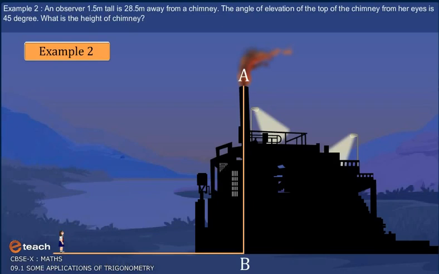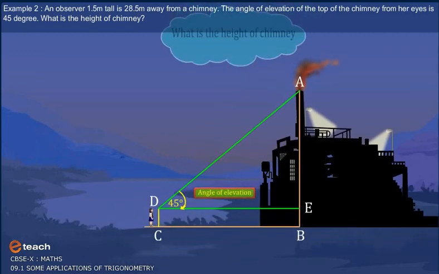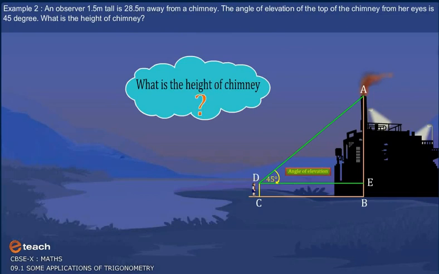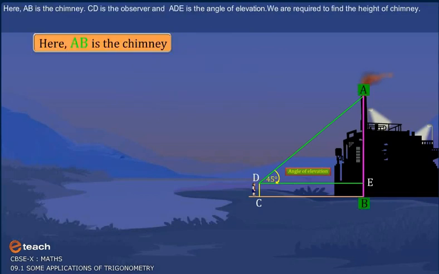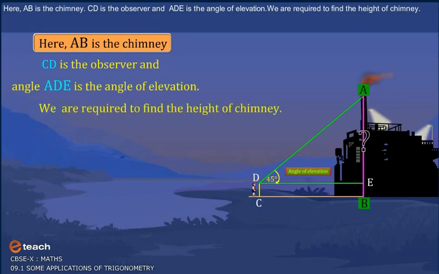Example 2. An observer 1.5 meters tall is 28.5 meters away from a chimney. The angle of elevation of the top of the chimney from her eyes is 45 degrees. What is the height of the chimney? Here, AB is the chimney, CD is the observer, and angle ADE is the angle of elevation. We are required to find the height of the chimney.